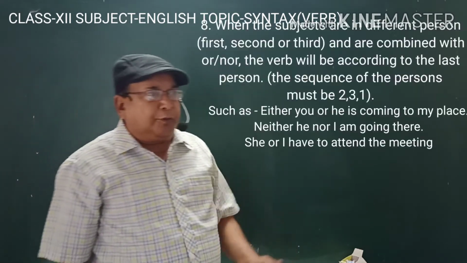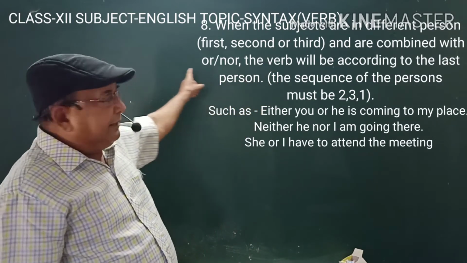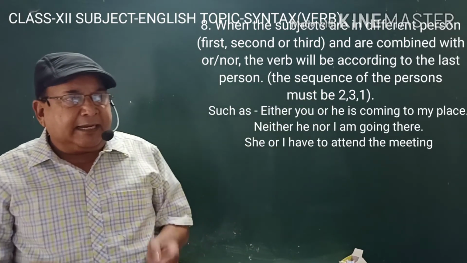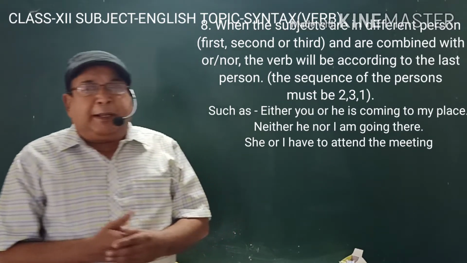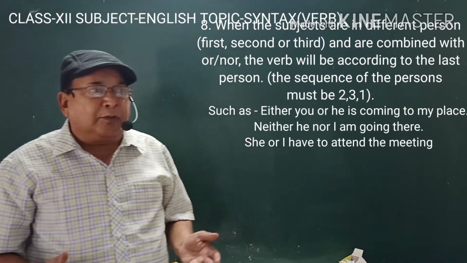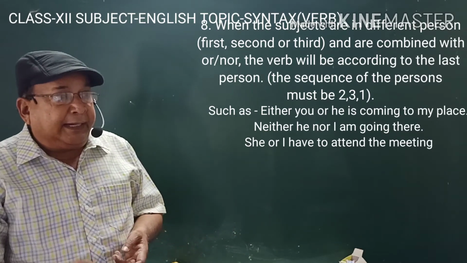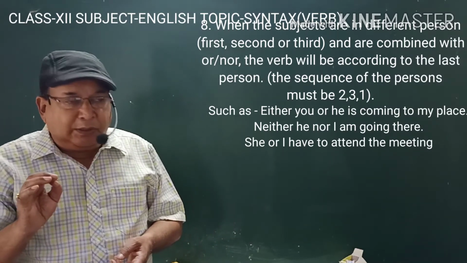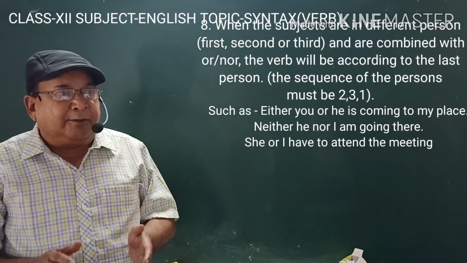Clear? Now we switch over to another point. When the two subjects are in different persons, meaning first person, second person or third person. As you all know, a pronoun has three persons: first person pronoun, second person pronoun and third person pronoun. If these subjects are combined with or, nor, the verb will be according to the last person.